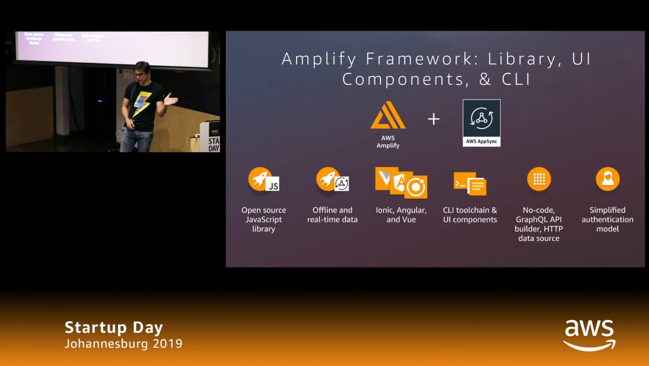It comes with multiple frameworks: Ionic, Angular, and Vue. And the CLI toolchain and UI components are all built into it as well. One of the fascinating things is you can build up your GraphQL APIs, which is a way that your front end can talk to your back end. It's like REST, but with extra functionality. And also, you can have multiple different data sources. People can use things like DynamoDB, any RDS instance. You can use Lambda, so you can talk to a completely custom data source, or other HTTP endpoints.